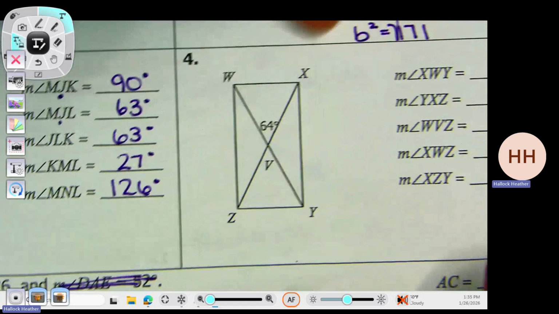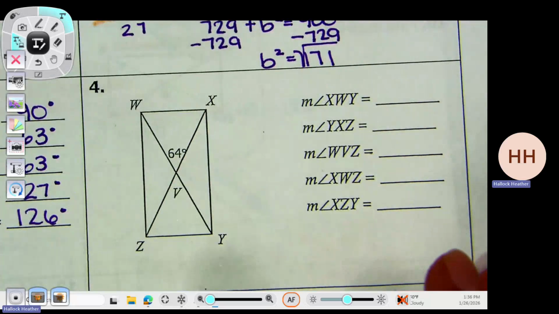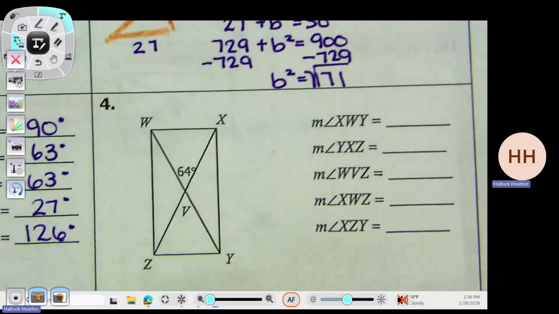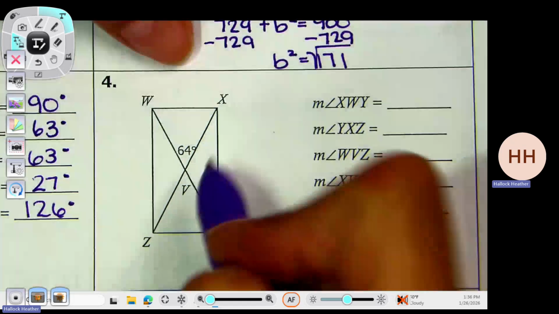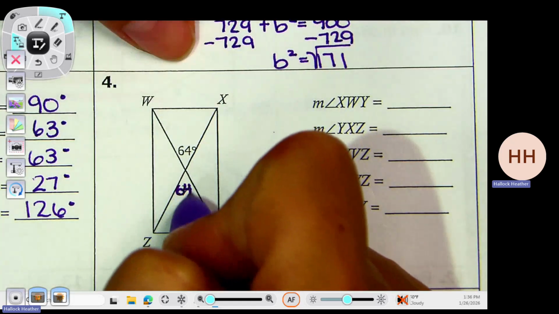Bathroom? Yes. Okay. For number 4, it's the same process. Now, we're only given one angle. 64 can move to one other spot. Where else can 64 go? Right below it. Vertical angles are congruent, so I can move 64 right here.